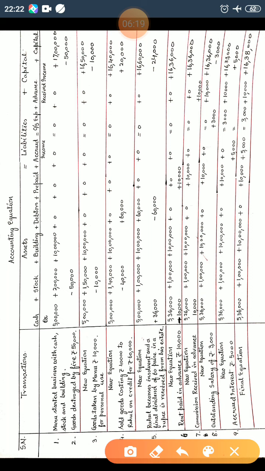Rahul becomes insolvent and a final dividend of 60 paise in a rupee is received from his estate. So Rahul is supposed to make payment of 60,000 to the firm, but he becomes insolvent. Insolvent means a person who is incapable of making payment of his debt. So he becomes insolvent, and only 60 paise in a rupee, meaning 60% of the amount due, can be recovered from him. So 60% of the 60,000 is 36,000.